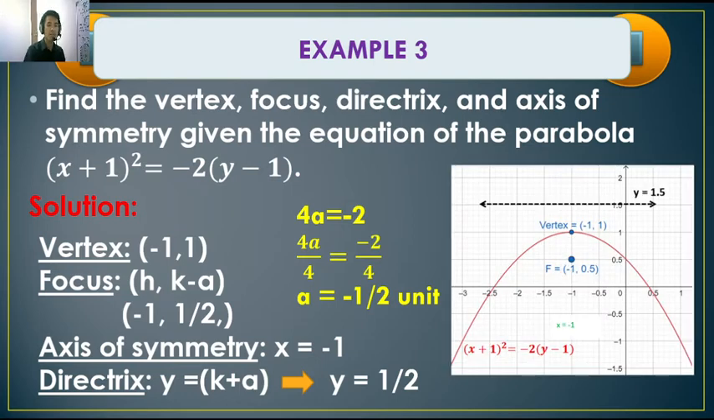So the graph of that opens downward. Kindly observe our graph. This is now the graph of the square of x plus 1 is equal to negative 2 times y minus 1.